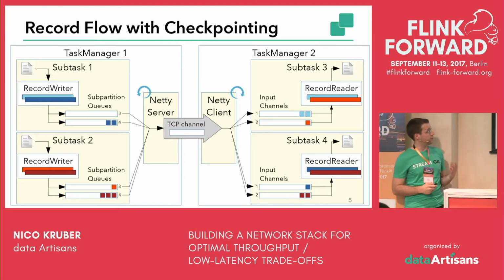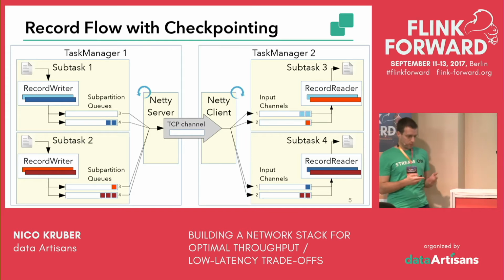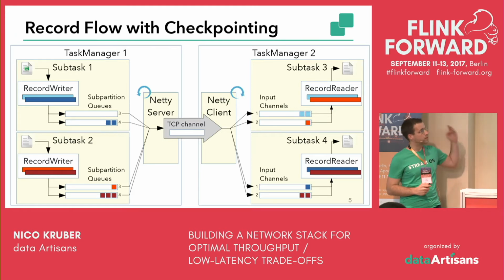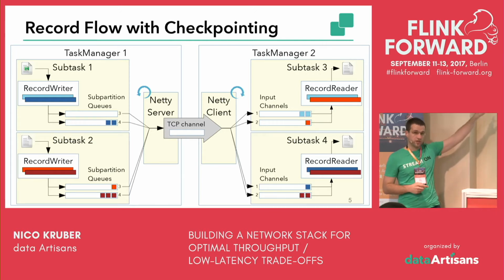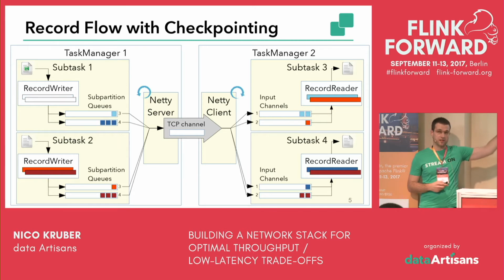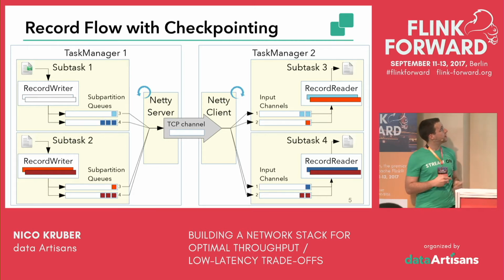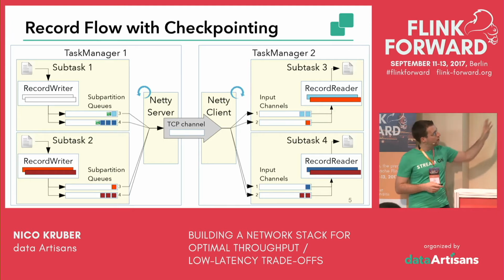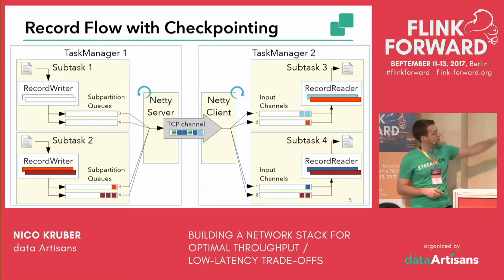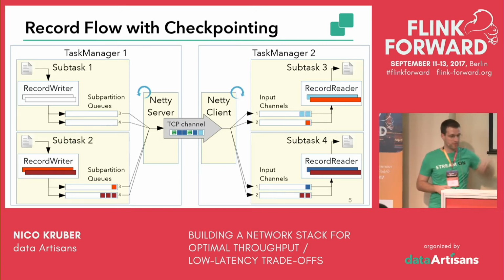So how do records flow? Let's go a bit deeper. When checkpointing is enabled, whenever a checkpoint barrier comes in, it hits a record writer. The next thing it needs to do is flush all the remaining serialized data, so all the buffers get sent through the subpartition queues. Then the checkpoint barrier itself is emitted into those queues. And then all of them are sent through the Netty TCP channel towards the target. So we have them all in the channel.